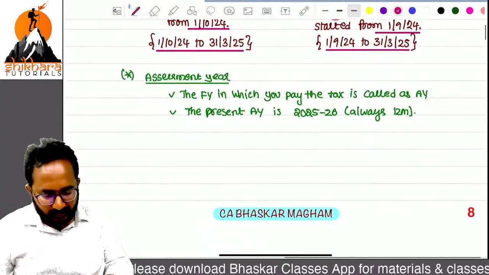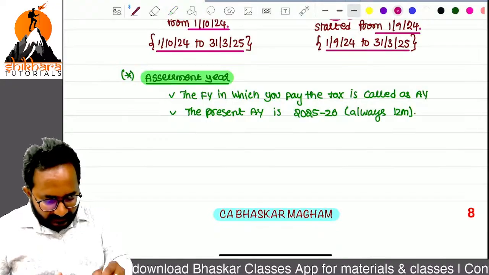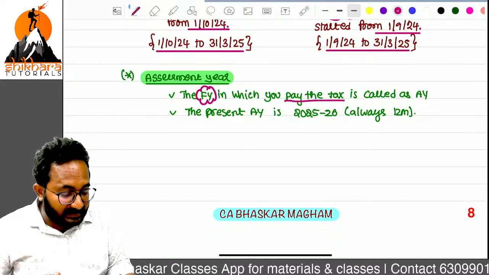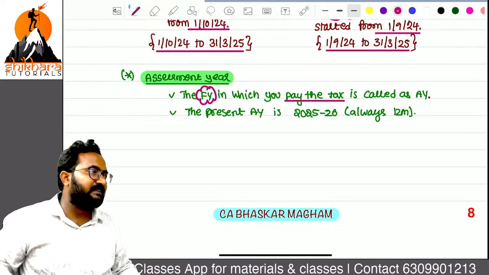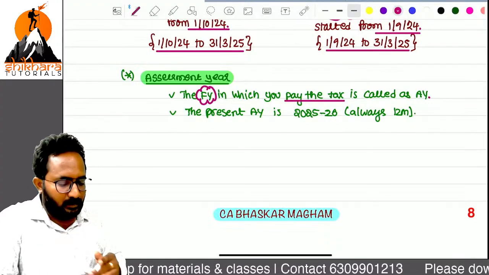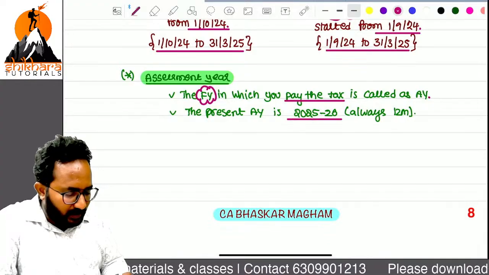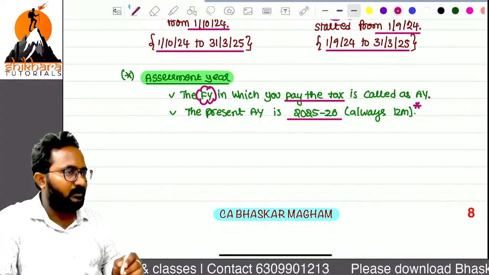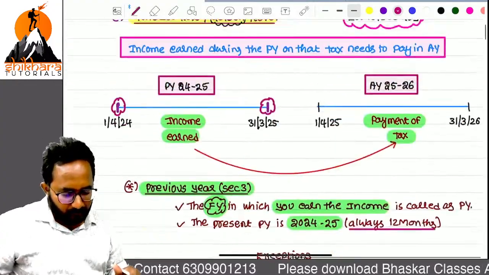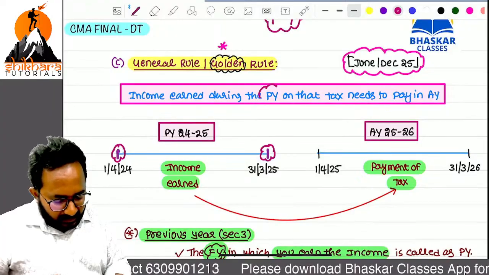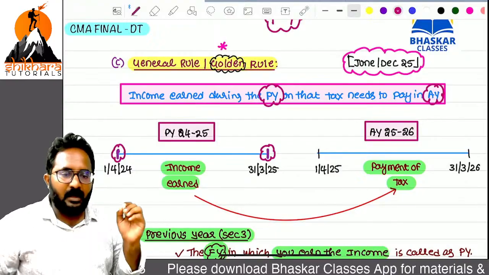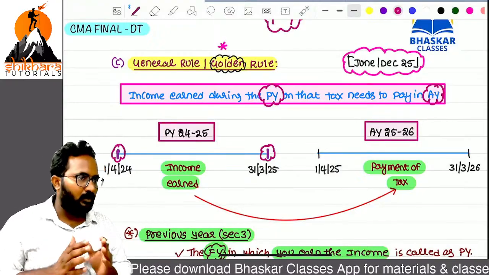Now, what is the assessment year definition? Assessment year means the financial year in which you are paying the tax. The present assessment year for our examinations is 2025-26. It is always 12 months. There is no exception for this. Remember, the income earning year is called the previous year. The payment of tax year is called the assessment year. Are you clear?